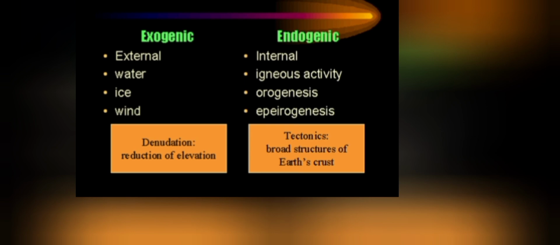For example, endogenic processes like diastrophism as well as volcanism are due to the geothermal energy. Whatever changes are happening on the surface or the crust, all the landforms which are created on the crust are due to endogenic forces, which are happening because of geothermal gradient or energy and uneven flow of heat energy.